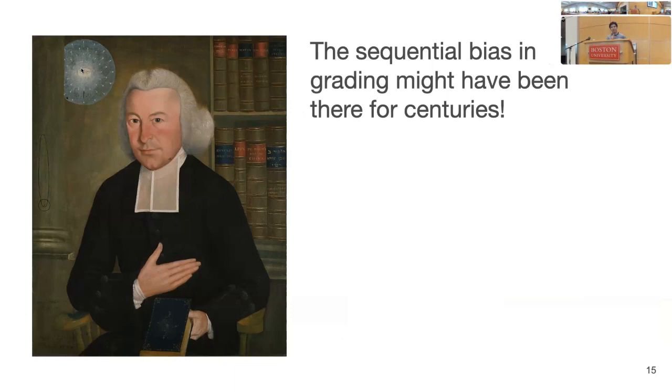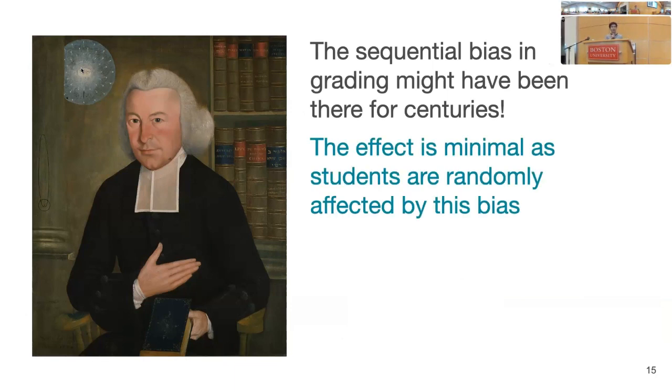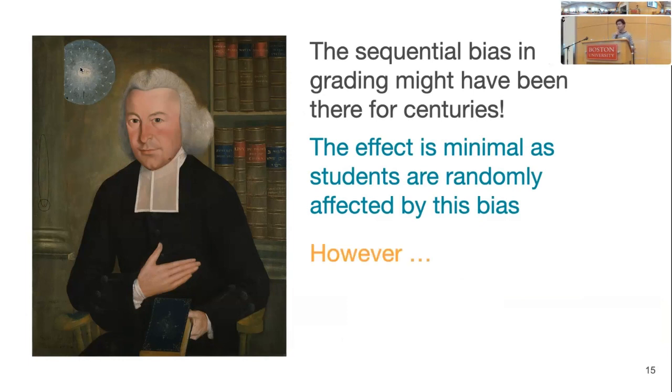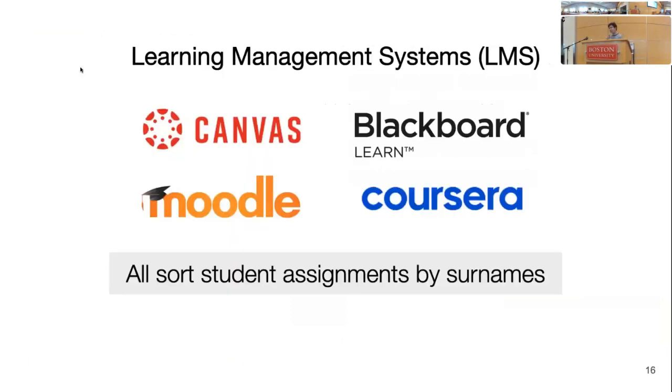So let's get back to this guy. The sequential bias in grading might have been there for centuries, right? Because that's a behavioral level bias. But the effect is minimal as students are randomly affected by this bias. Sometimes my assignments are graded later, sometimes your assignments are graded later, and later on all the effect will be evened out. But there's one thing that fundamentally changed the story here: the learning management systems. Now we're all using learning management systems like Canvas and Blackboard, and all these platforms are pre-ordering student assignments based on student surnames.